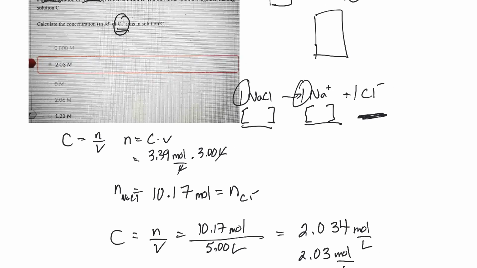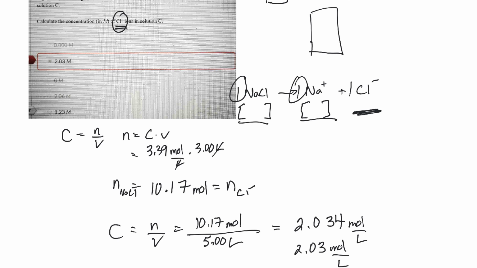Now when I look up there, it looks like that's the answer that you had chosen. But they say the correct answer is 1.23. I don't see their answer. I think everything that I did was correct, so if you did the same thing, 2.03 sounds to me like the correct answer. All right, hopefully that helps.